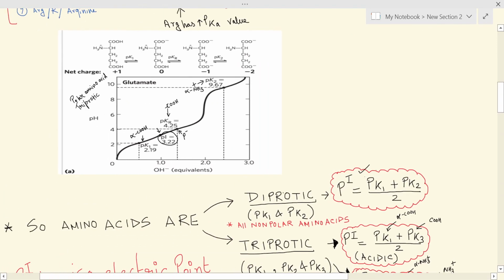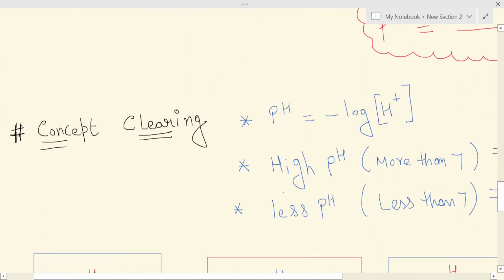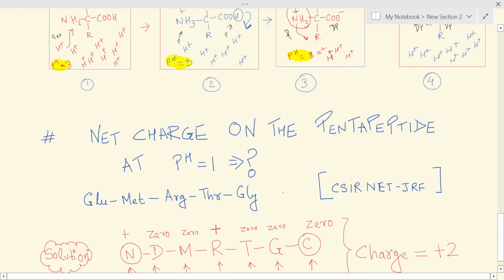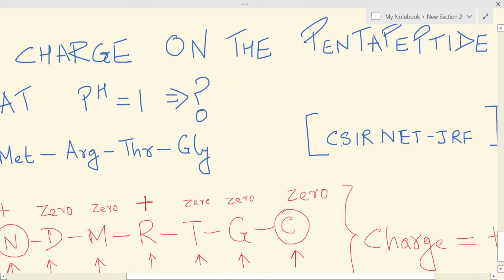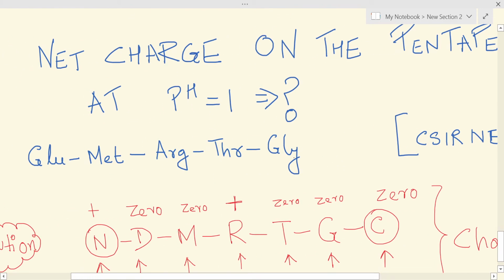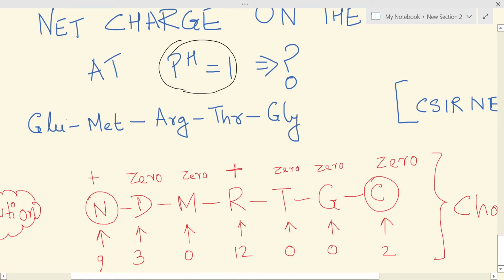Okay, now how to calculate the charge on a polypeptide chain. This is a question which came in CSIR NET JRF. Calculate the charge on this polypeptide chain at pH 1. It is mentioned over here, pH 1. Very simple. So this is the polypeptide chain, a penta polypeptide chain. As you can see, we have glutamic acid, methionine, arginine, threonine and glycine.